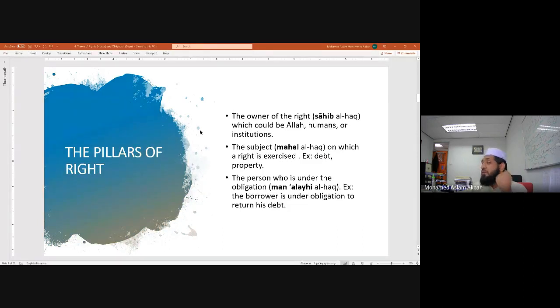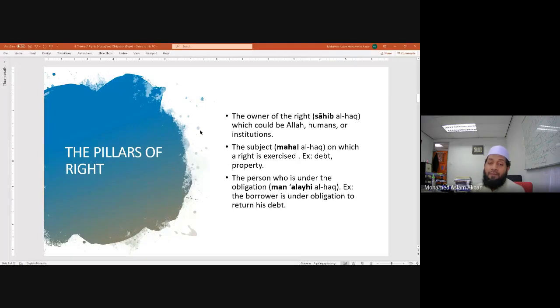Okay, now let's move to the pillars of right. There are 3 pillars of right. Number 1 is called Sahib al-Haq. Sahib al-Haq means the owner of the right, which could be Allah, which could be human, which could be an institution.